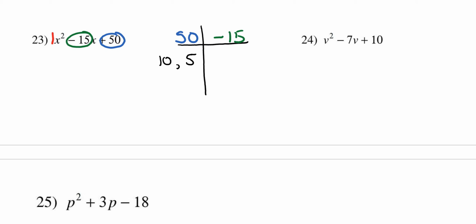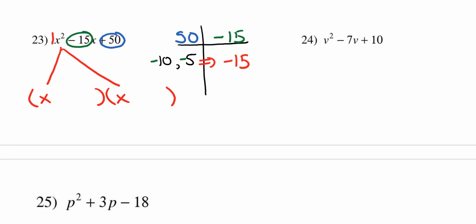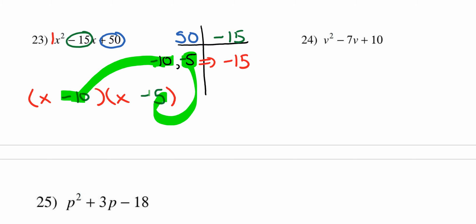And in order to get to the negative 15, we should put minus signs on both of those numbers, because if you multiply two negative numbers, you get a positive number. And negative 10 minus 5 would give me the negative 15. All right, so final answer here, two brackets, x and an x. x times x gives you the x squared. And then I need the negative 10 and the negative 5 there. So this negative 10 is there, and this negative 5 is right there.